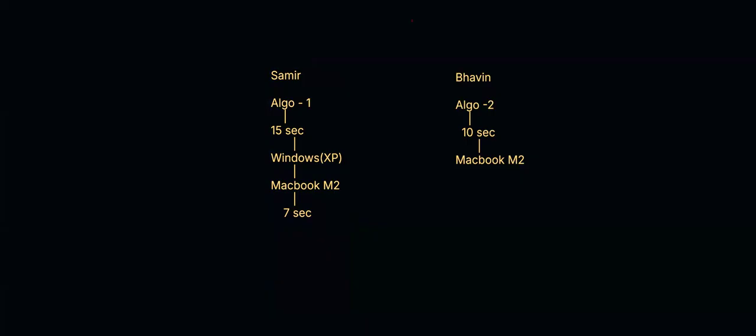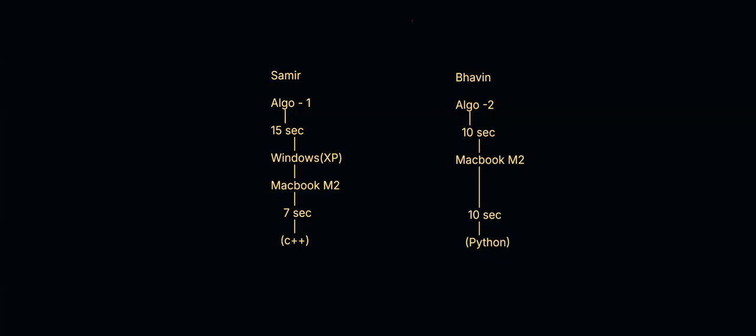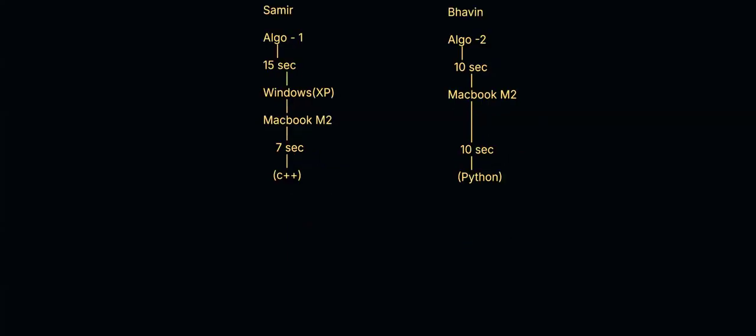But again, we discover one more thing. So what do we discover, any guess? We discover that Samir is using C++ while Bhavin is using Python.